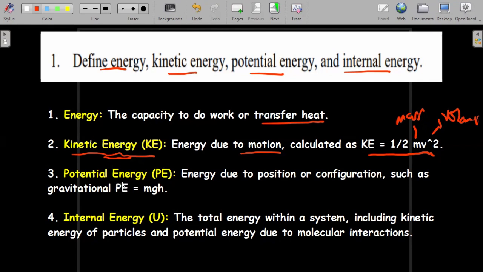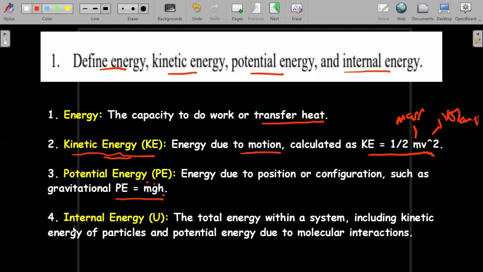What about the potential energy? Potential energy is the energy due to position or configuration, such as gravitation. It is given by the formula potential energy equals mgh, where m is the mass, g is the gravitational acceleration, and h is the height above a reference point.